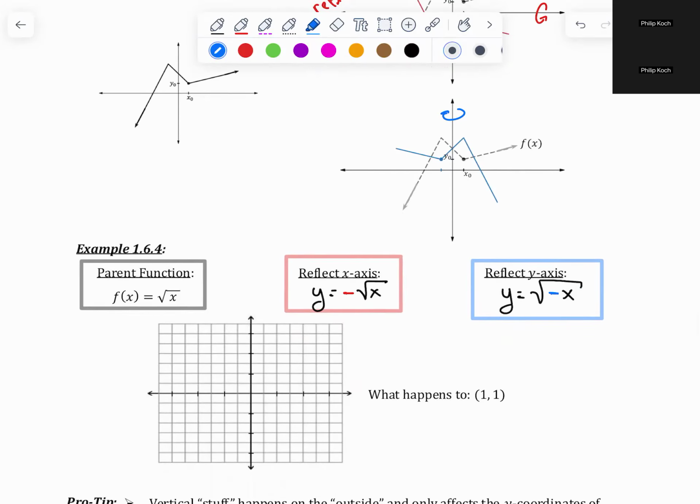So the original function has the points 0, 0, 1, 1, and it also has 4, 2, but my graph doesn't go out that far. And it looks roughly like that. The reflection across the x-axis, all the points just become negative versions of themselves. All the y values become negative versions of themselves because the minus sign is only affecting the y value. It's on the outside. So 0, 0 gets reflected across the x-axis, but it's on the x-axis.